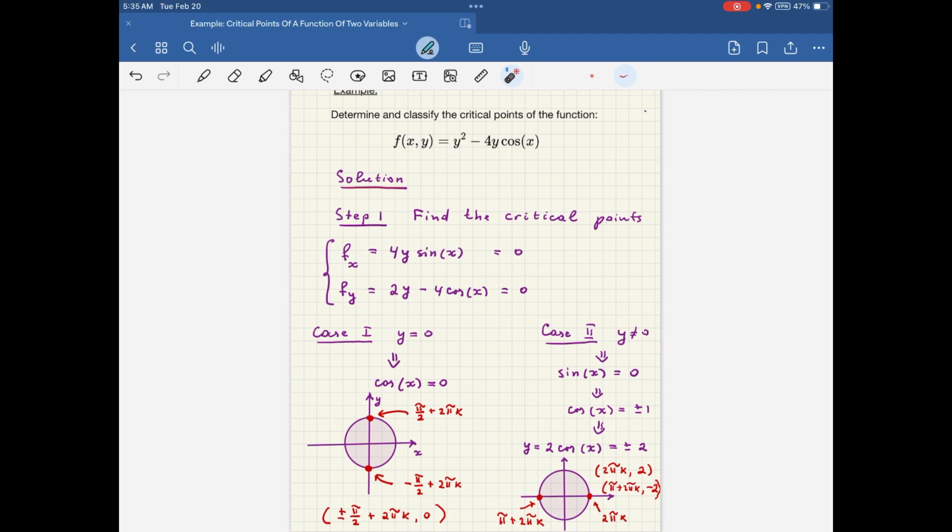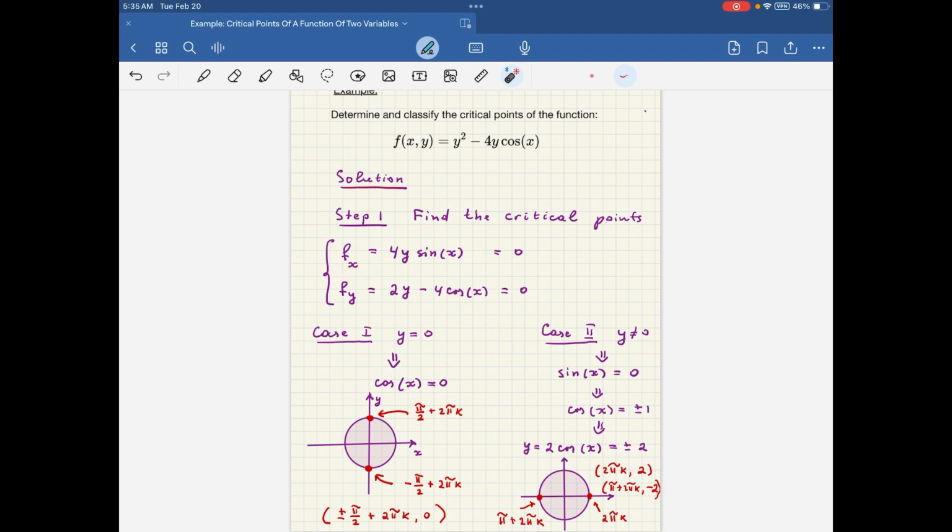And just like for functions of one variable, critical points are points where the first derivatives, partial derivatives of this function are equal to 0 or undefined. And so we begin by looking at our function and computing first order partial derivatives of this function. Well, let's compute the partial derivative with respect to x.